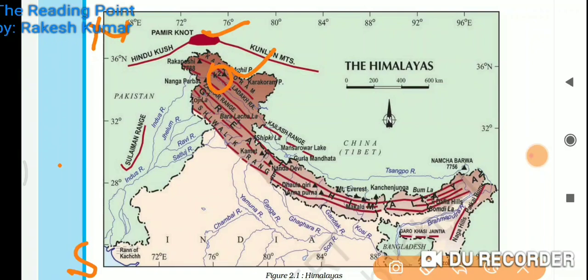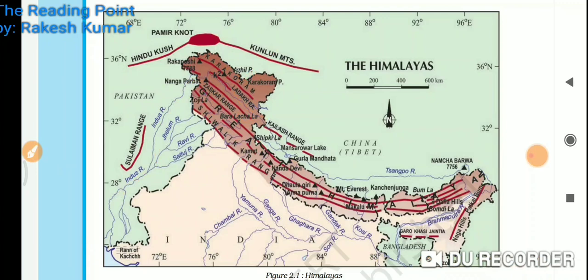Towards the south of the Karakoram range are the Ladakh and the Zaskar ranges. The Indus river in the Kashmir region flows between these ranges, that is, the Zaskar range and the Ladakh range. This is the path of the Indus river, so this is very important for us to know.